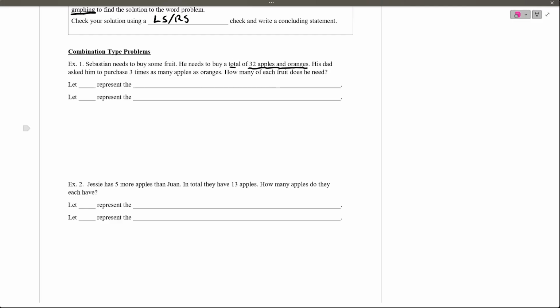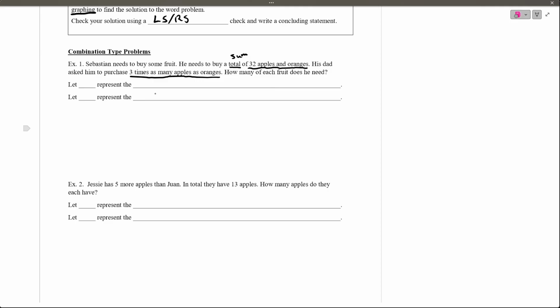Now, the key word here is total. So what that is implying is that it is a sum of these items. His dad asked him to purchase 3 times as many apples. So 3 times as many apples as oranges. That means he's got 3 times as many apples as oranges. We've got to break that down. And then our goal is to say how many of each fruit does he need?